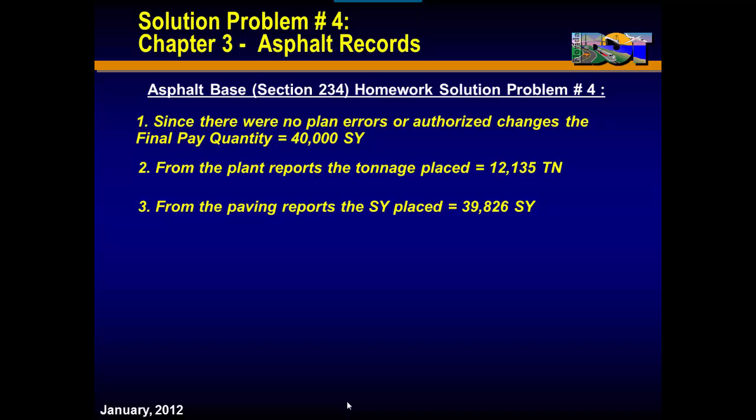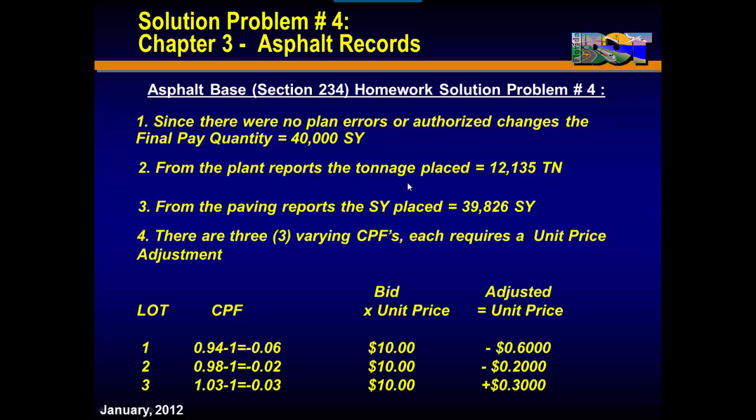The paving reports are never going to match this 39,826. They're never going to match whatever the plant quantity is. The field measurements are just never as accurate, so you always adjust it up on the last lot for whatever your adjustments are. So the plant reports, they're going to be accurate because they're done by scales. 12,135 tons is what was placed. And there are 3 varying CPFs. Each requires the unit price adjustment. So let's see how we do this.